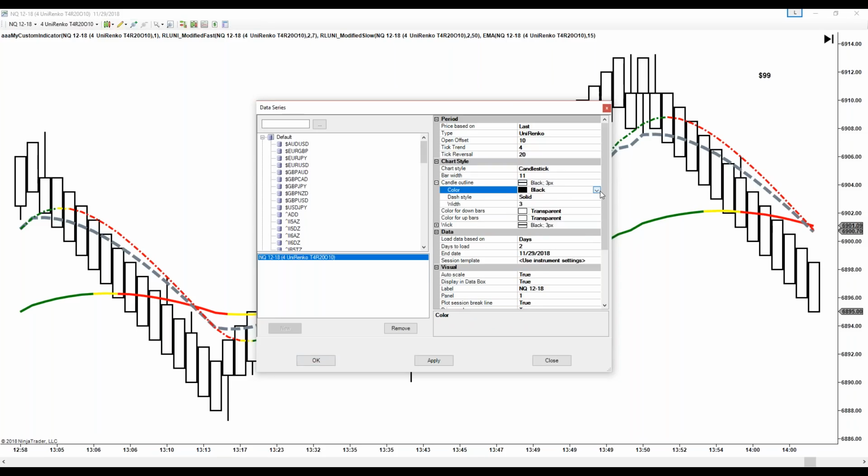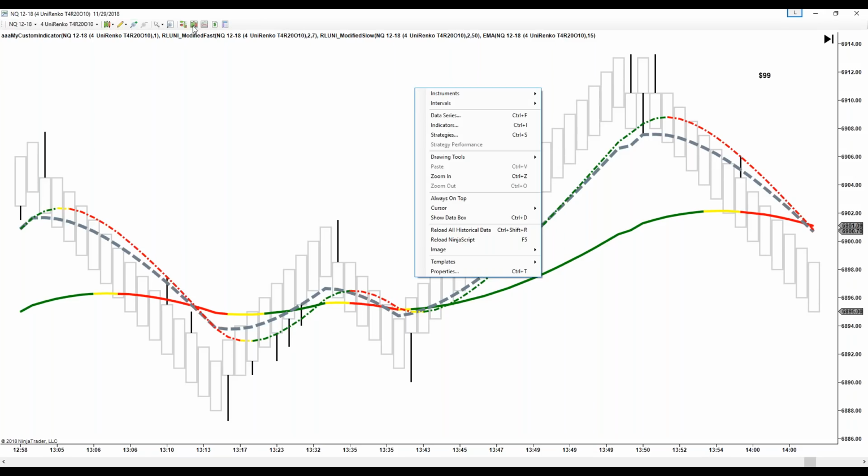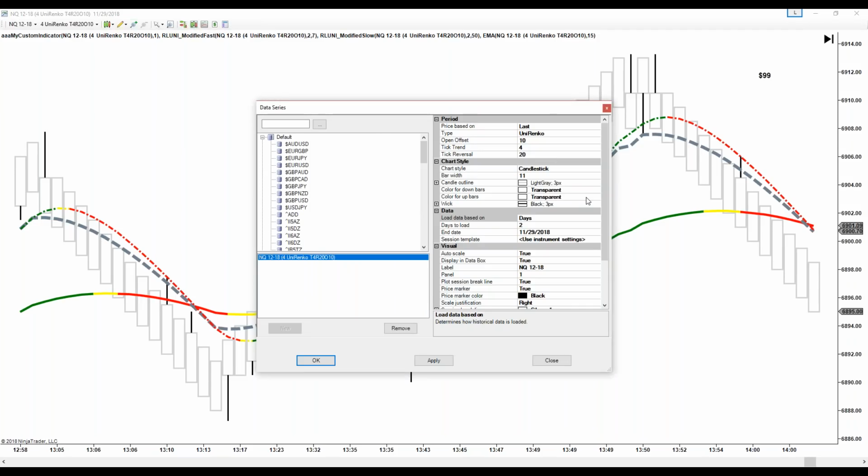So let's say you want the candle outline to be light silver. You can have it. Now the problem is that it's not going to comport with the direction of the candle. There's no setting in here for an up candle and a down candle. You just get a candle outline.